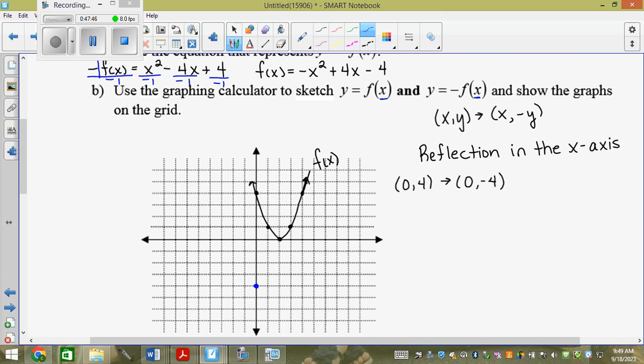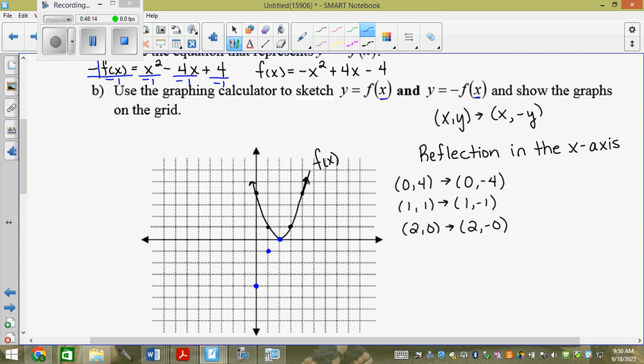It's down here. Then my (1, 1) is going to become (1, -1). It's down here. Then my (2, 0) is going to become (2, -0). Is there such a thing? So this is staying the same, correct? Has it changed? Did it move? Did anything happen?